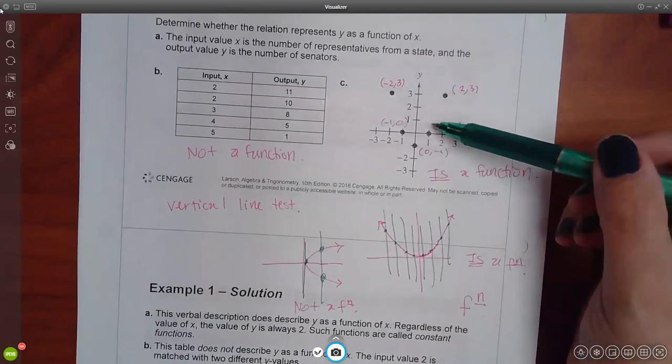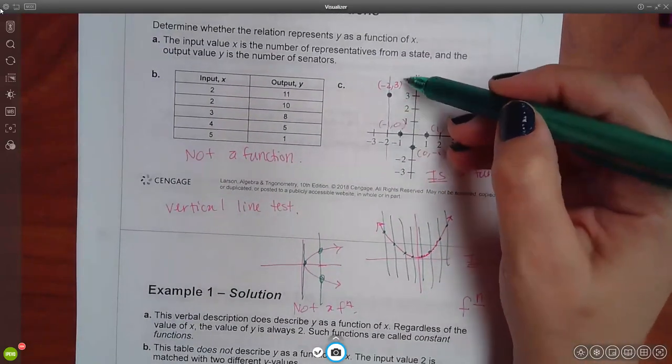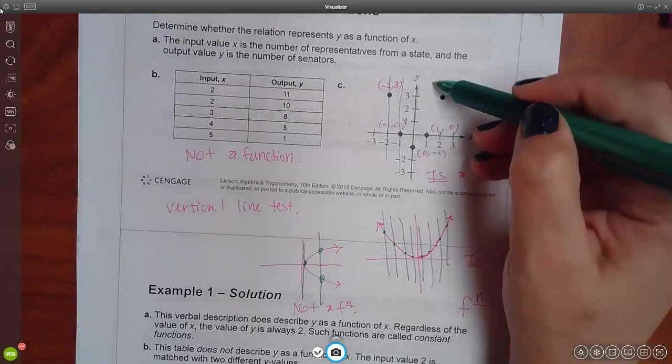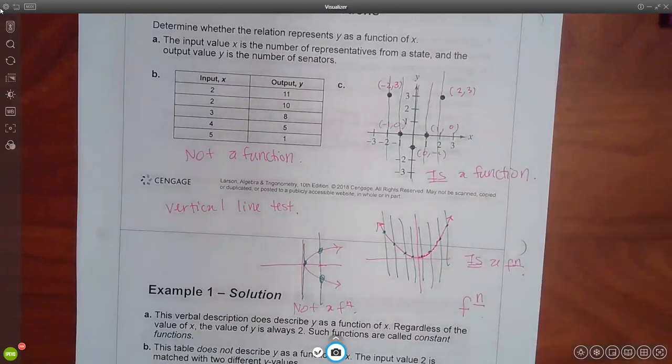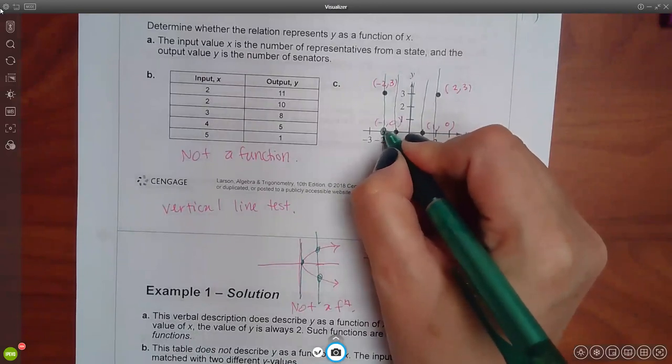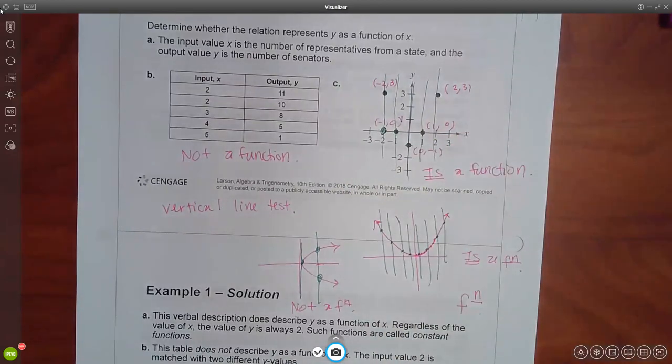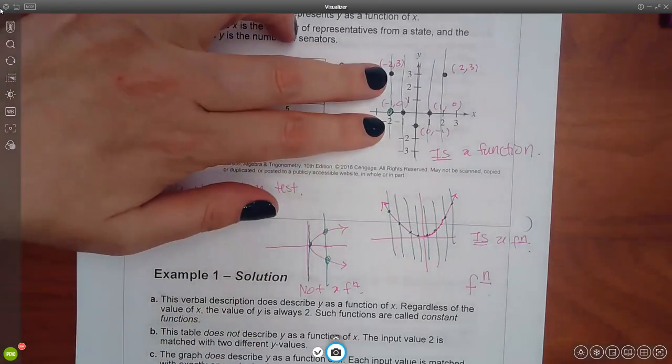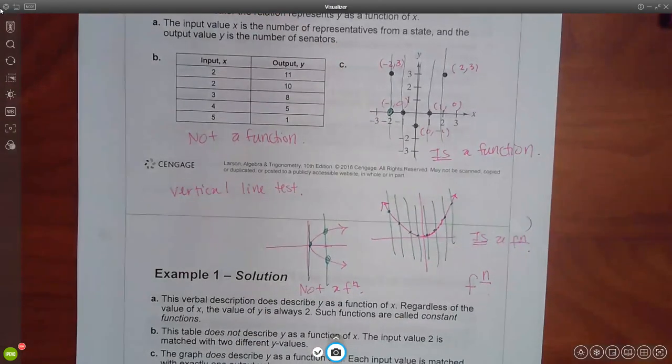And if you were to do it here on this one, notice that that line would only touch it once, once, once, and once, right? What if I had another dot right here? If I had another dot right there, would it still be a function? No, because now that left vertical line is crossing 2 points, isn't it? And so then it would no longer be a function. So there's two ways to do it. Look at the list, see if any of the X's repeat. If there's a graph, then do that vertical line test, okay?